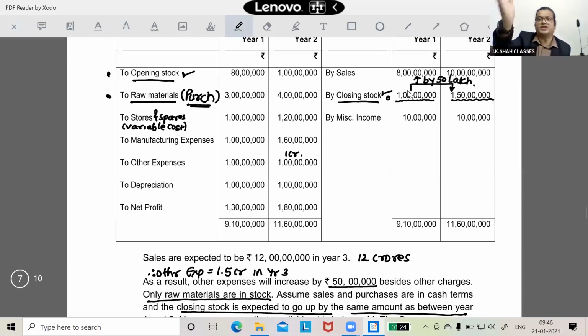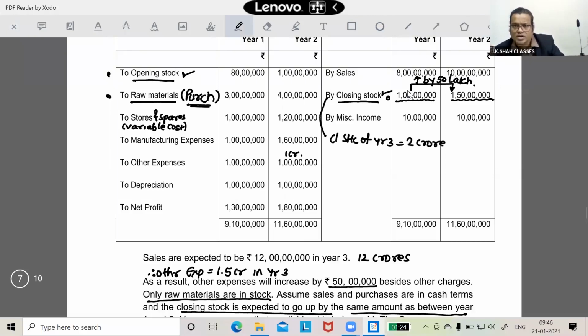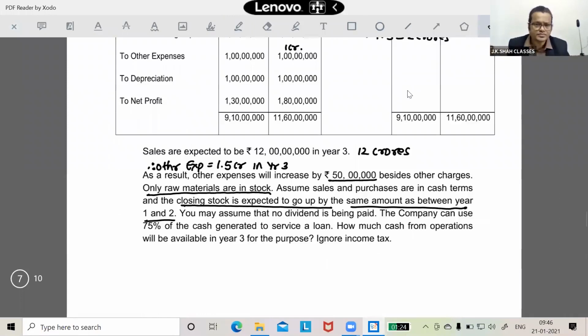So what will happen from year 2 to 3? It will also increase by how much? 50 lakh. So can I say, therefore, from this condition, I can say closing stock of year 3 will go up by the same amount. No? So from 1 crore, it has gone to 1.5 crore. Means it has gone up by 50 lakh. So from 1.5 crore, increase another 50 lakhs, so it will become 2 crores. So the closing stock of year 3 would be 2 crores.